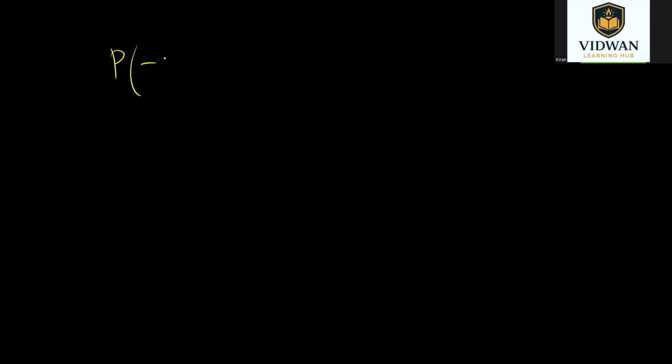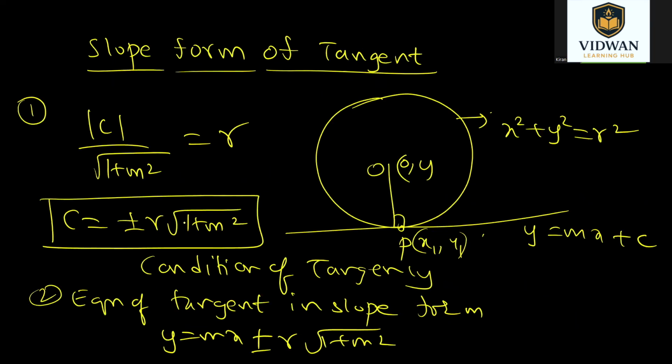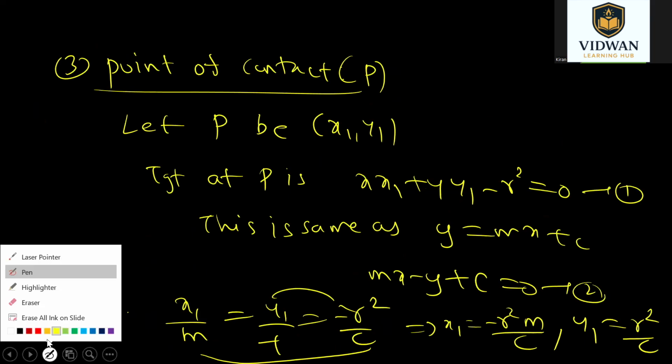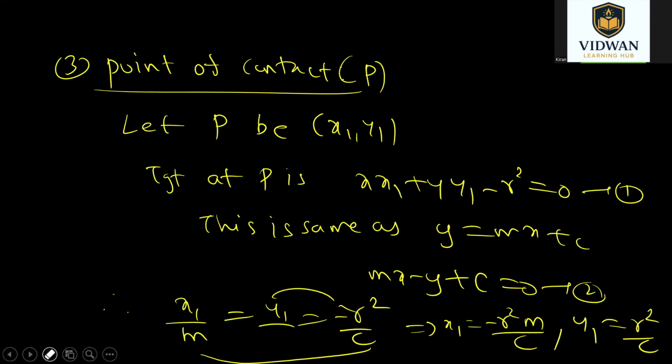So what is the point P? Minus r square m by c comma r square by c. So we have to remember three things. One is condition of tangency. The second thing is equation of tangent in slope form. And the third result is what is the point of contact of the tangent. These three things you are supposed to remember for slope form of a tangent. And this we did for a circle with center as origin.